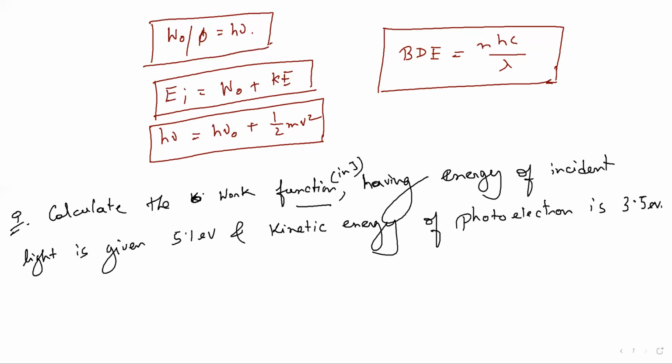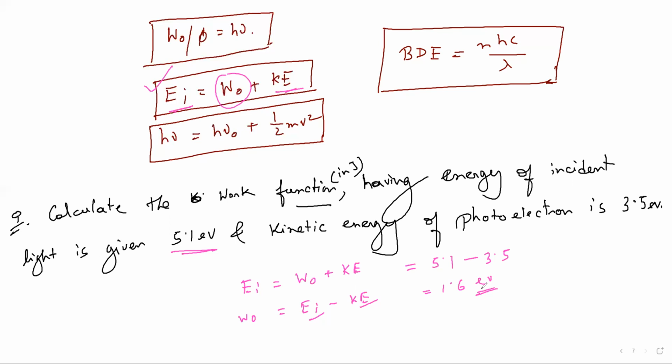Which formula is required to solve this one? Incident energy is given, kinetic energy is given, work function you have to find out. So E_I equals W naught plus kinetic energy, so W naught equals E_I minus kinetic energy. E_I is 5.1, kinetic energy is 3.5. That means work function is 1.6 electron volt.